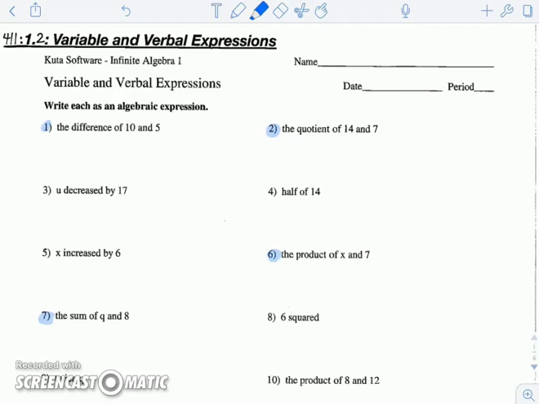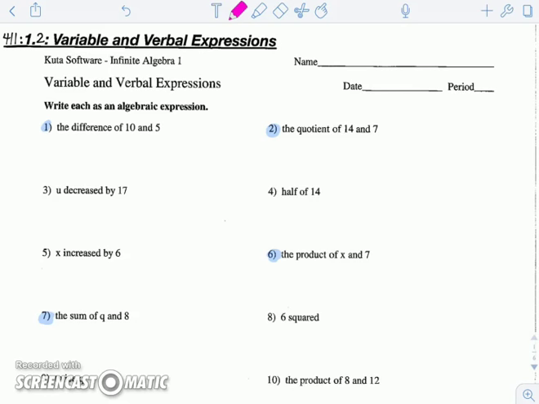1.2 is variable and verbal expressions. This is going to be a little different than the first section we looked at where you guys were taking notes. Here I'm just going to do some examples that I have highlighted, and then you can work on some other examples. Really, the best way to do these is practice and familiarizing yourself with the vocabulary.